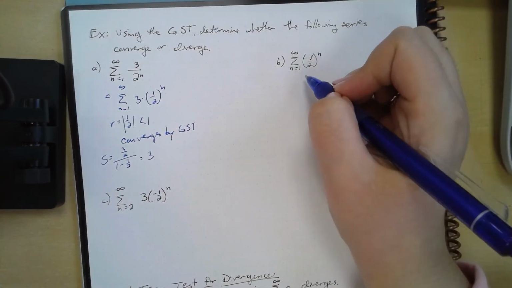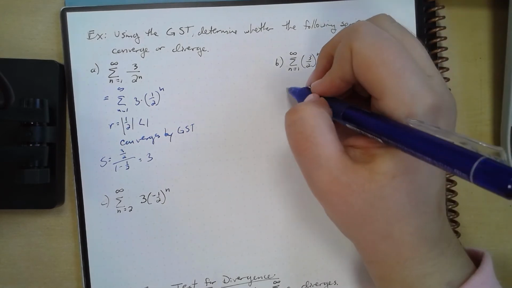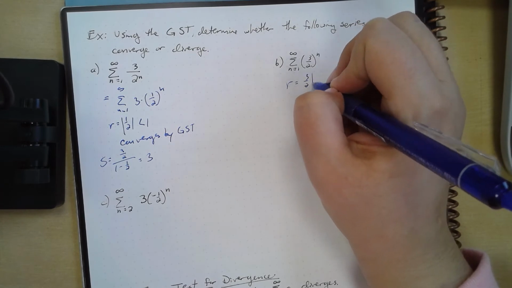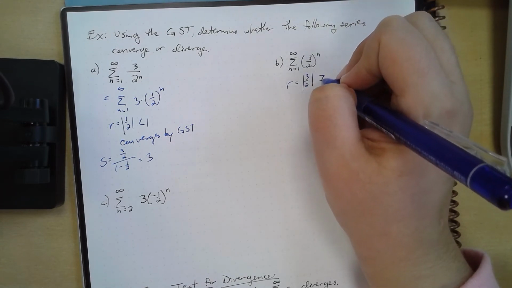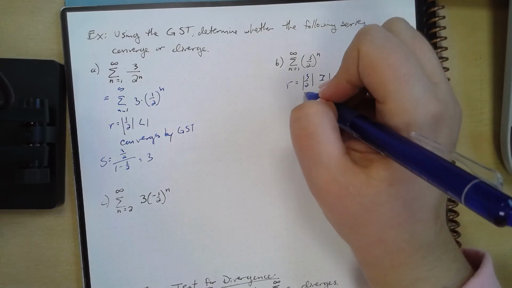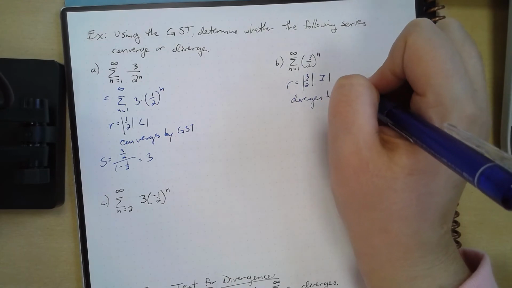All right, we've got this one here. Our r here is 3/2, the absolute value of which is greater than or equal to 1, doesn't matter. And so this diverges by the geometric series test.